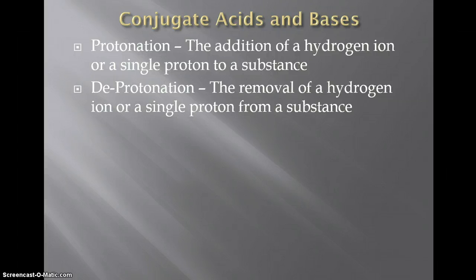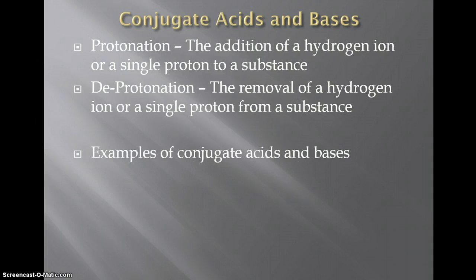Accepting one. Deprotonation is taking away a hydrogen ion or a proton from a substance, whatever that particular substance is. So that would be removing a hydrogen ion. Remember those two terms, because we're going to use those occasionally in this chapter, and it would be useful if you knew what they meant. Protonation is adding one, deprotonation is removing a hydrogen ion. Okay, so let's see how this works.